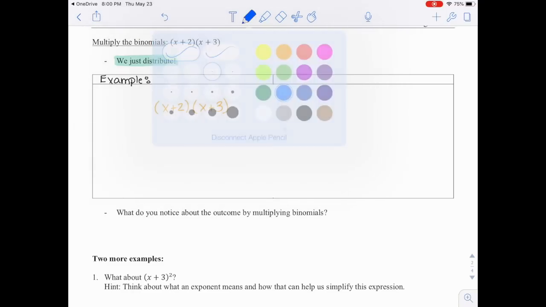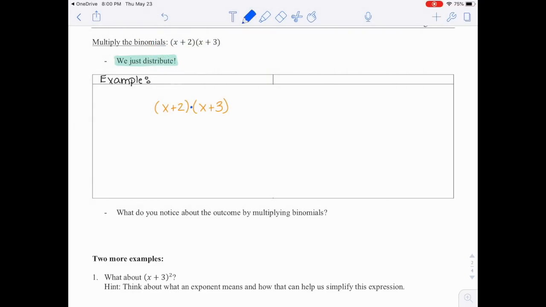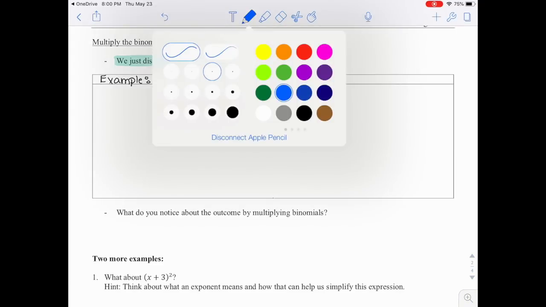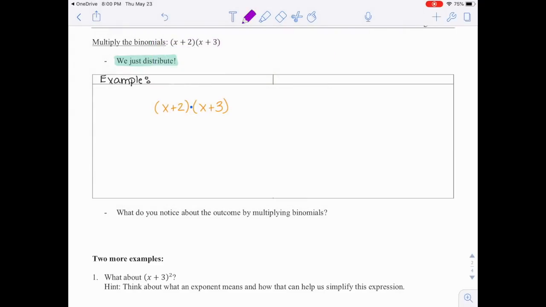Remember, if there's no sign in between, you can add a dot to show multiplication, but you really don't need it. All I'm doing is distributing, and I know I keep saying that a lot, but it's really important that you kind of drill that into your head. I'm not doing anything fancy, I'm just distributing. I just have to do it one extra time here.